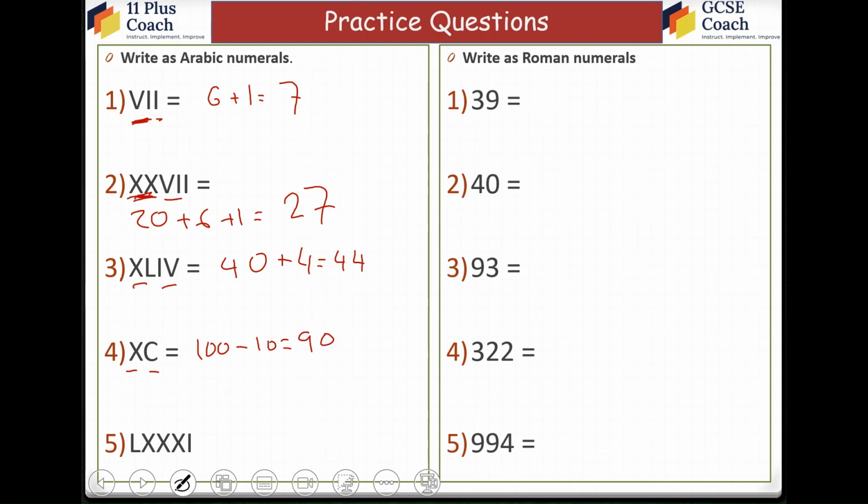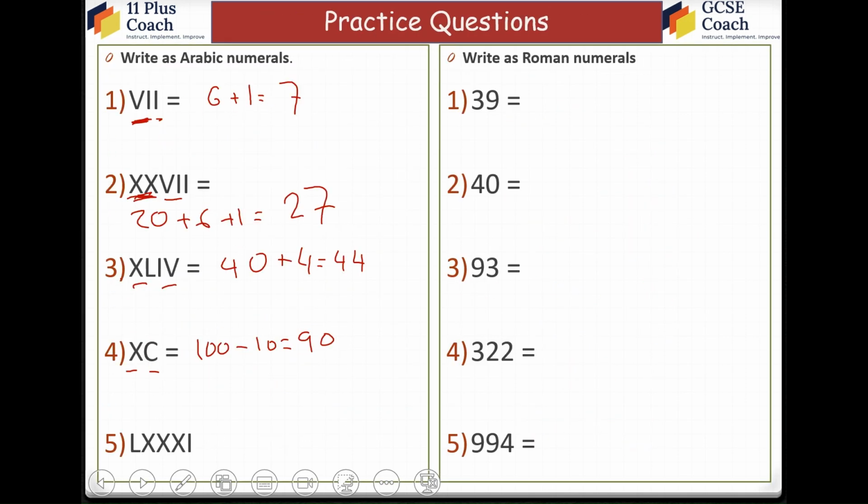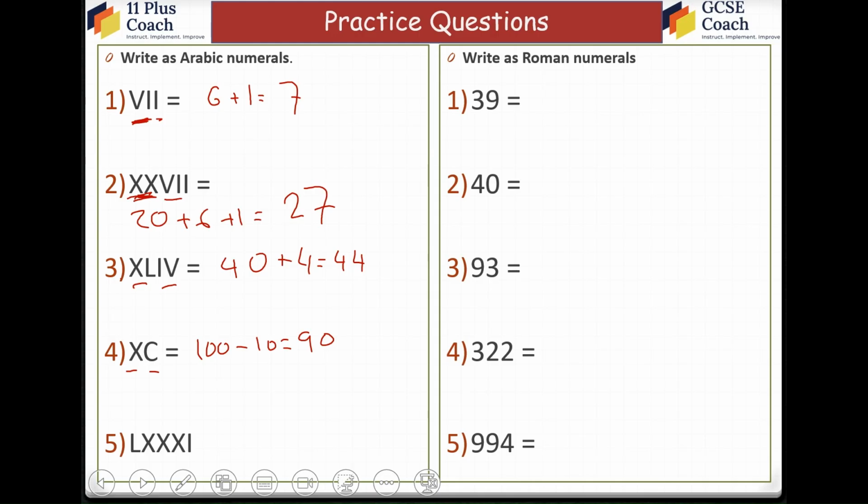In the last question, you have L, which is worth 50. Then you have 10 plus 10 plus 10, and then there's one after that. Sorry, I'm on the wrong slide. So what you have is 50 for L, plus the 10, plus the 10, plus the 10, plus the 1. 50, 60, 70, 80 plus 1 is 81. So the answer for question 5 is equal to 81. Hopefully you got that right.